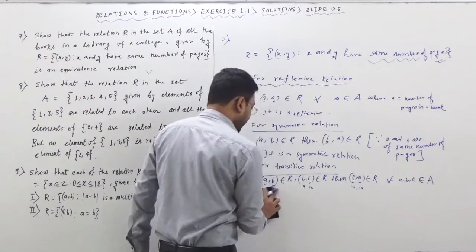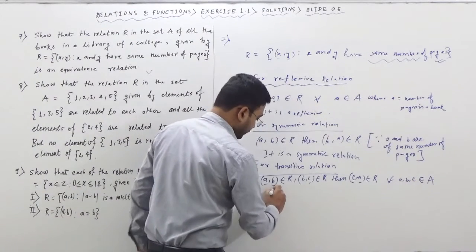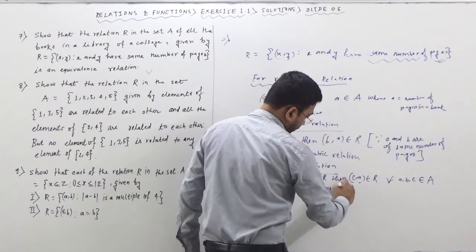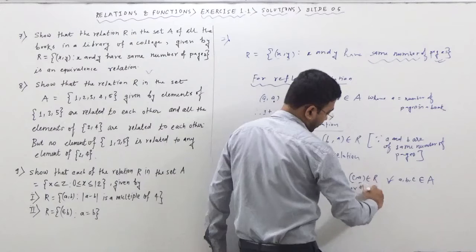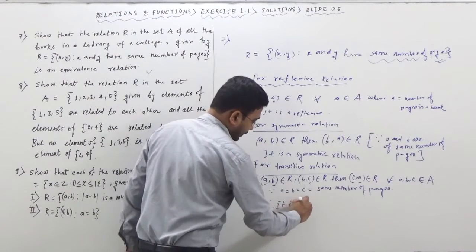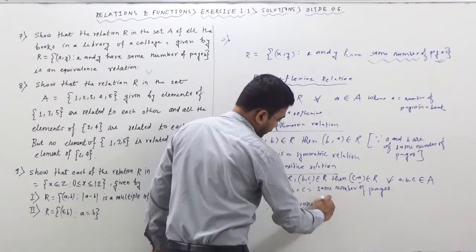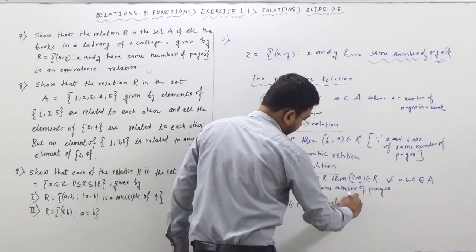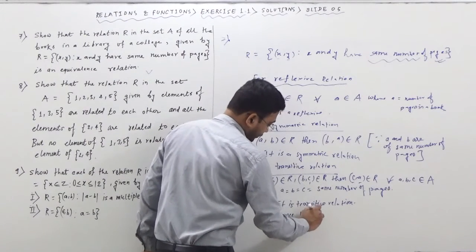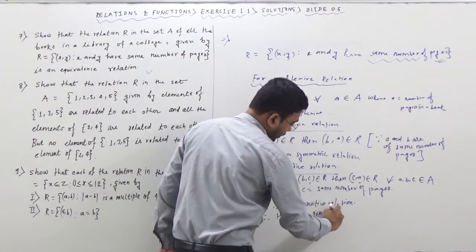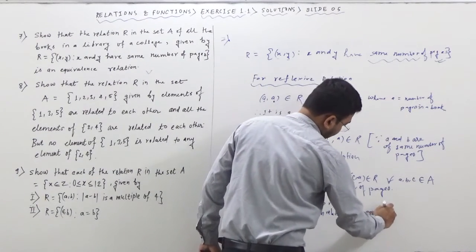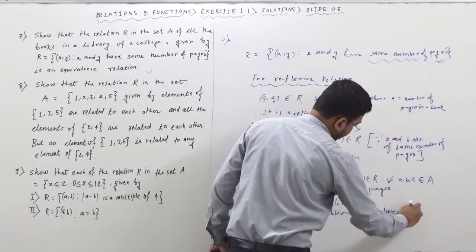So here it is possible in each of the cases, since A equal to B equal to C, the same number of pages. So here it is a transitive relation, and hence we can say that the given relation is an equivalence relation, isn't it?